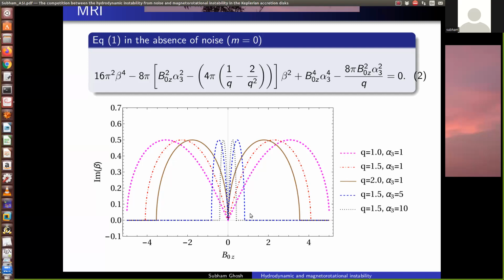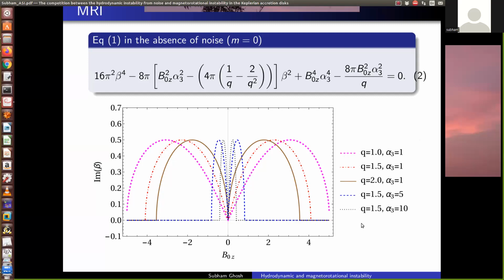So what it shows, if you consider any one of these configurations, is the following. As the magnetic field increases, the growth rate increases, reaches a maximum, and then decreases. And eventually there is a window within which there is a positive growth rate, that is, positive imaginary beta, that is, there is instability, there is MRI. Beyond that magnetic field, there is no growth rate.